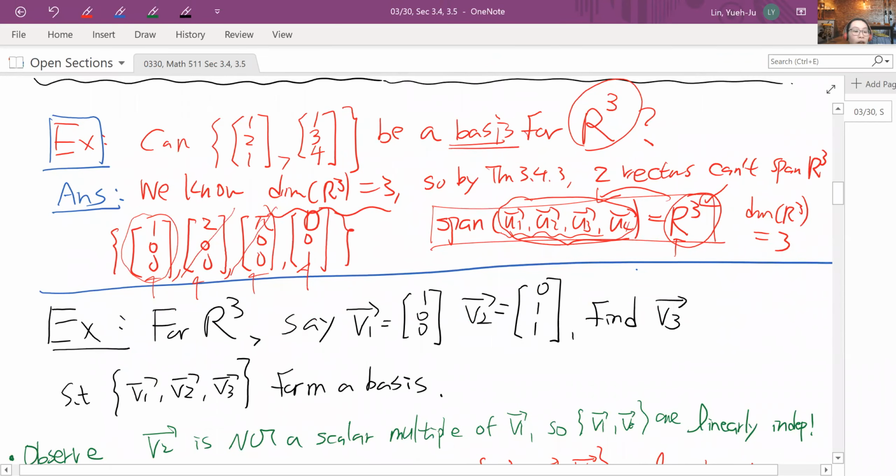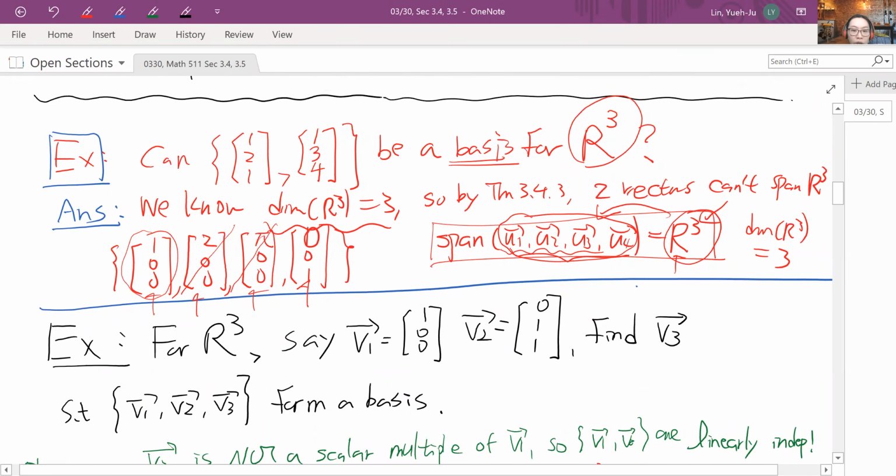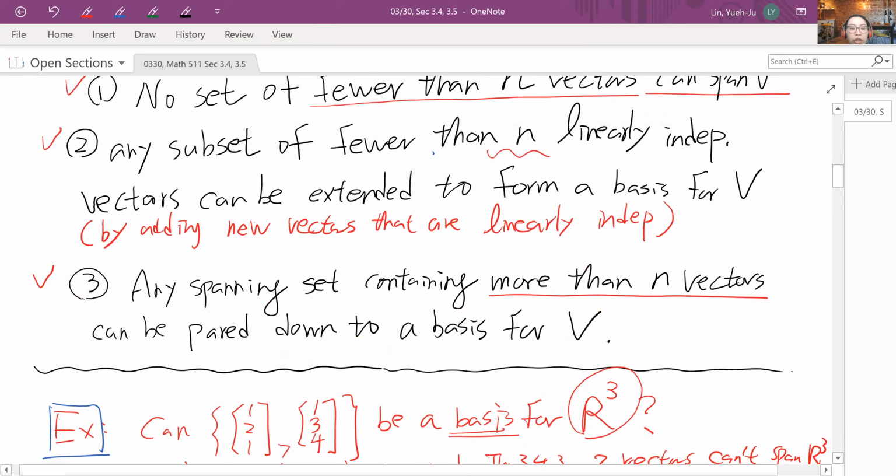Okay, so now I want to also do some examples regarding the remark a little bit above here: if you know the dimension, and you have a set of linearly independent vectors, but fewer than that particular number, how do you extend it to form a basis, right?